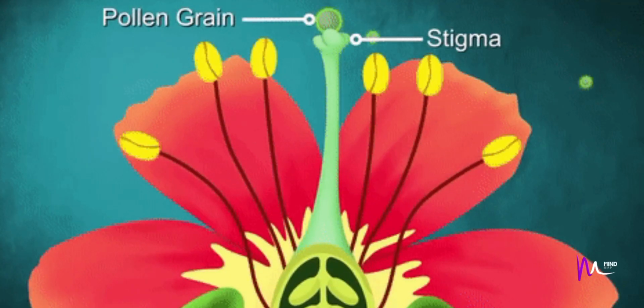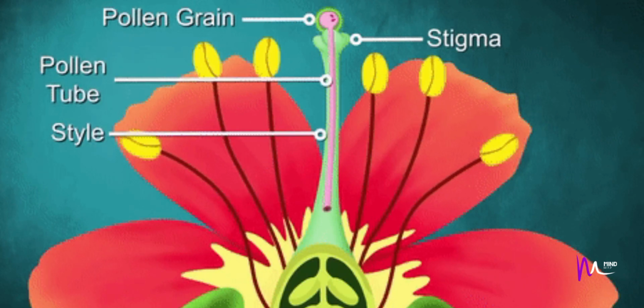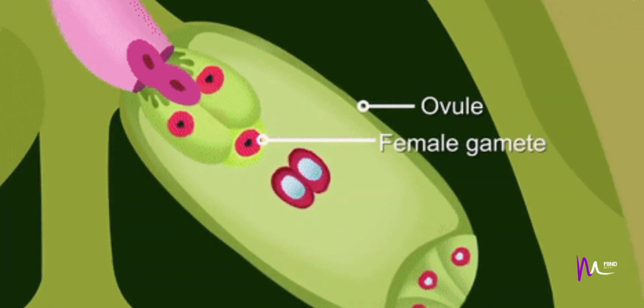Pollination. Pollination is the transfer of pollen from an anther of a plant to the stigma of a plant, later enabling fertilization and the production of seeds.